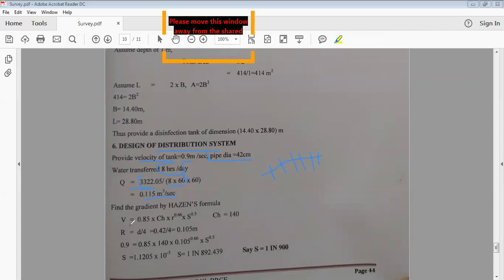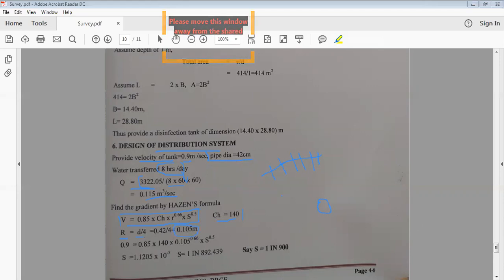Next, you have one equation which we use to find the gradient: V is equal to 0.85 C_H R raised to 0.66 and S raised to 0.5. Here the Hazen-Williams constant is 140. And the R value is D by 4. You know that, right? It is D by 4 when the pipe is circular. This R value, the hydraulic radius, is D by 4, so we take that and get this radius.